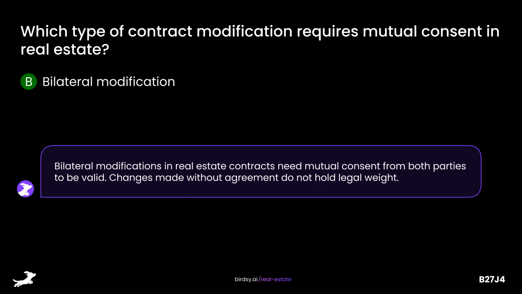Bilateral modifications in real estate contracts need mutual consent from both parties to be valid. Changes made without agreement do not hold legal weight.